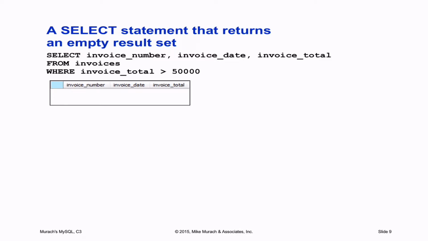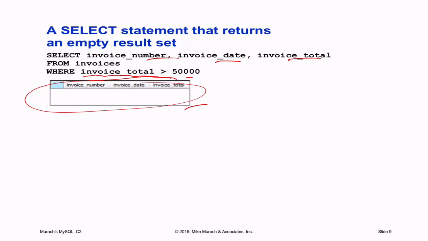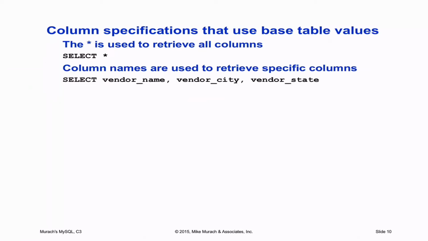Here's one where it's returning an empty result set, not necessarily what we want. Here we are selecting invoice number, date, and total, and we want to return only invoice totals that are greater than 50,000, where we don't have any. So it executes properly, but it doesn't return anything, or it returns an empty set. This is still a valid query, it just doesn't happen to return anything. This, I want to point out, is different than IS NULL. We'll get into IS NULL later.